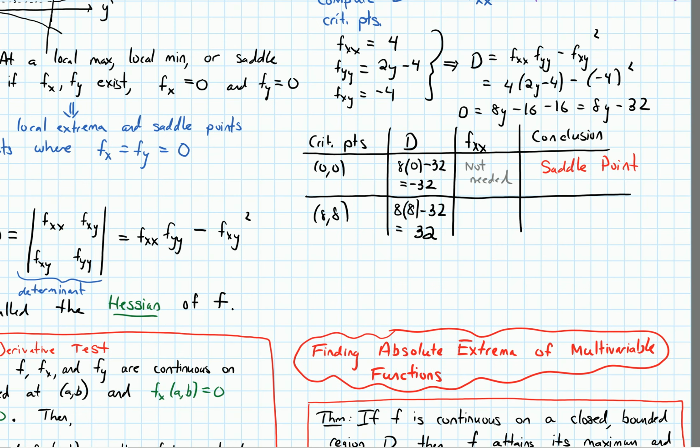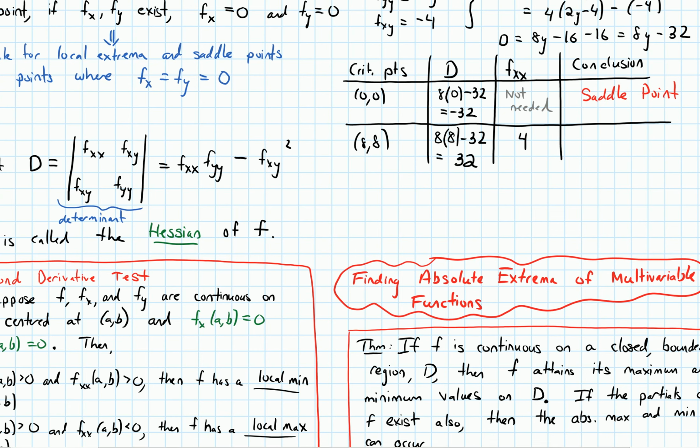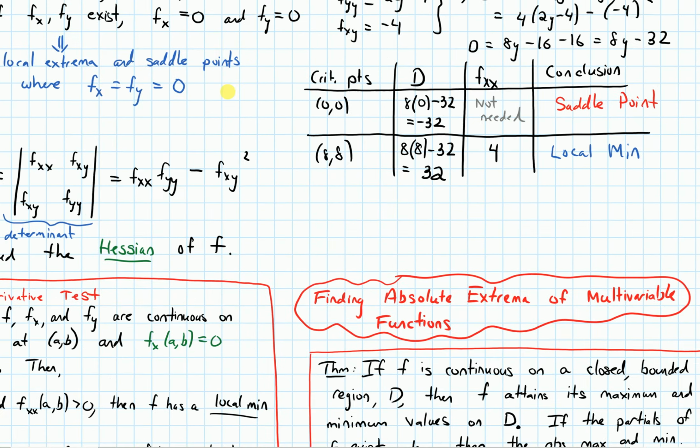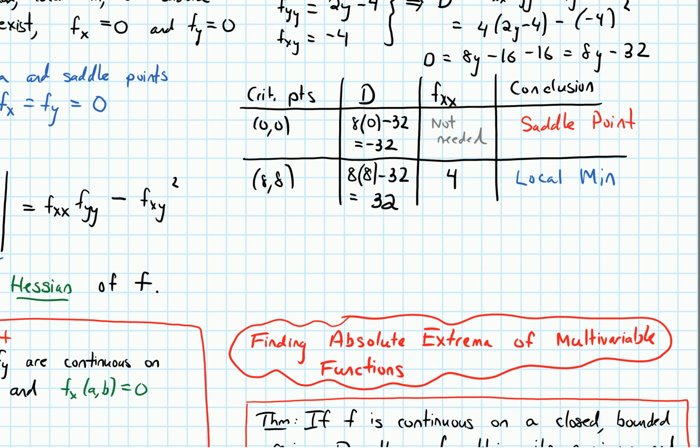So I need to plug my critical point into fxx, but fxx is a constant, it's just 4. That's nice, that makes it easier. So what does the second derivative test say happens when D is positive and fxx is positive? That's case 1, and it says local min. So let's write that in: local min. Now I just need to write down a sentence that says my conclusion about what's happening at our critical points.